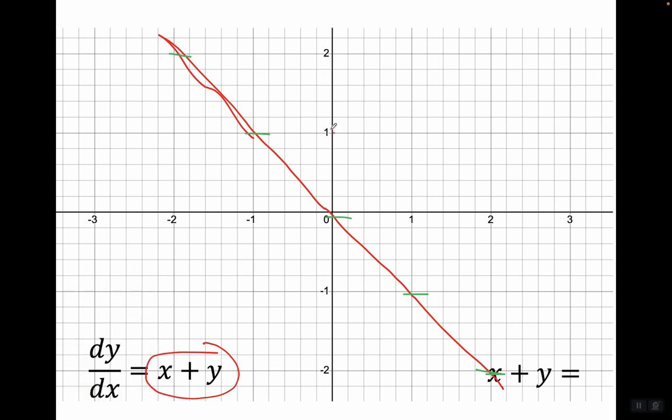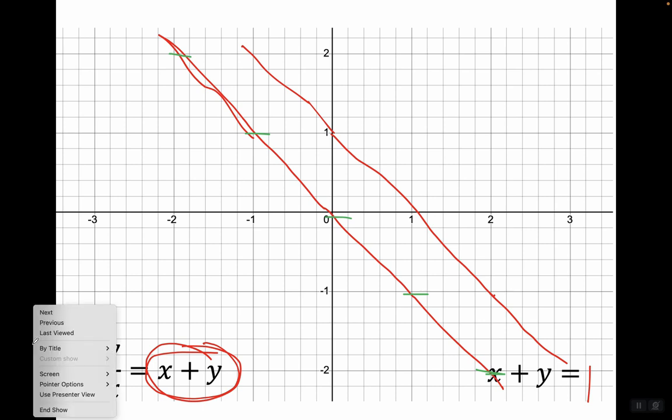Okay, so x plus y equals 1 is going to look like this. This is x plus y equals 1. In other words, y equals 1 minus x. And now all along this curve, again, our slope field is dy/dx equals x plus y, and x plus y equals 1 all along this line. So all along this line, I'm just going to graph little slope field tick marks which have slope 1.